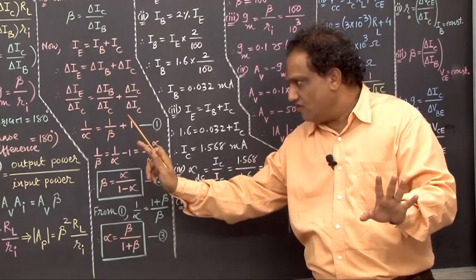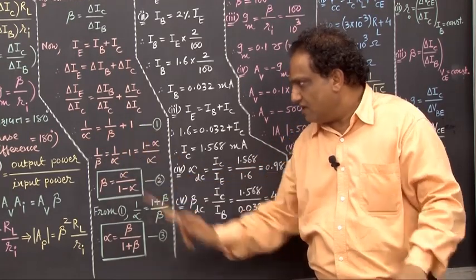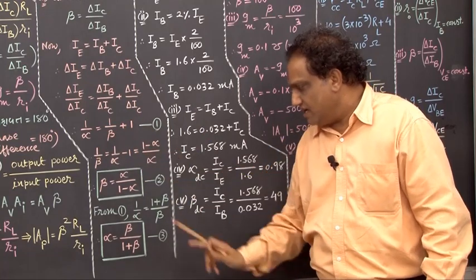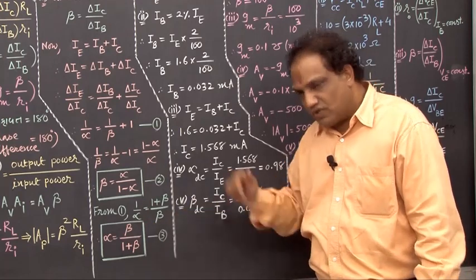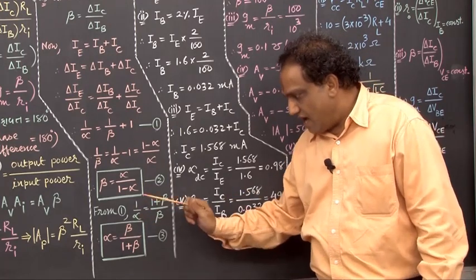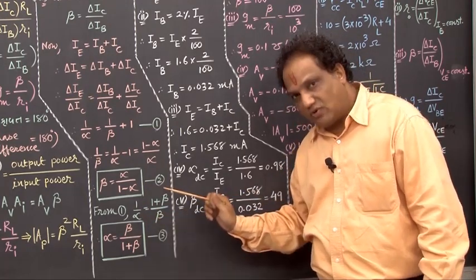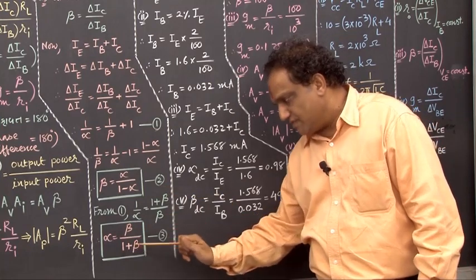Just take LCM here: 1 plus beta upon beta. Correct? And now take the reciprocal on both the sides. Alpha will be, taking the reciprocal here, beta upon 1 plus beta.